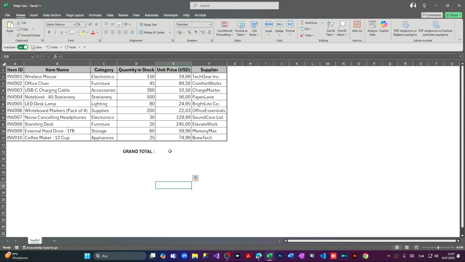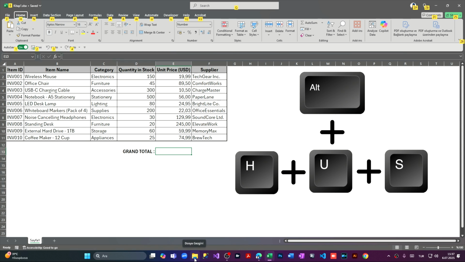I'm coming to the right side of the total cell, and from our keyboard, pressing and releasing the Alt key. After that, we are pressing and releasing the H key. After that, pressing and releasing the U key. After that, we are pressing and releasing the S key.